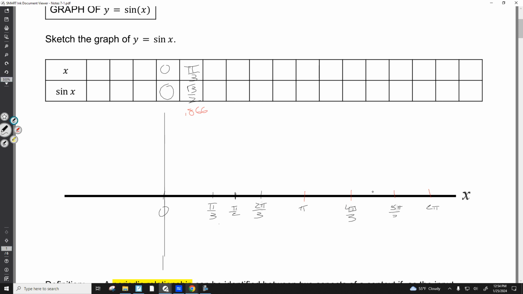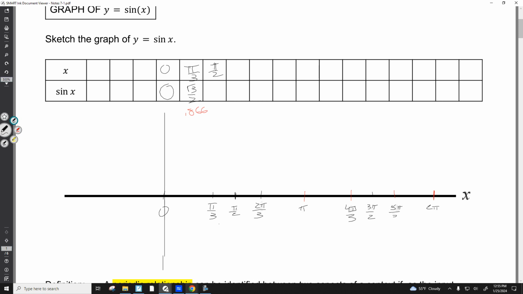3 pi over 2 is in between 4 pi over 3 and 5 pi over 3. You guys would agree with me with those. Okay, so we got these 3. We got some space. We got pi. We got some space. We got these 3 in a row. We got some space. We got 2 pi. I could probably space out 2 pi a little bit more.